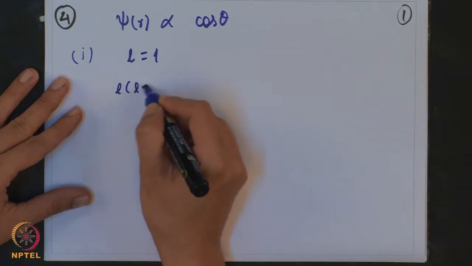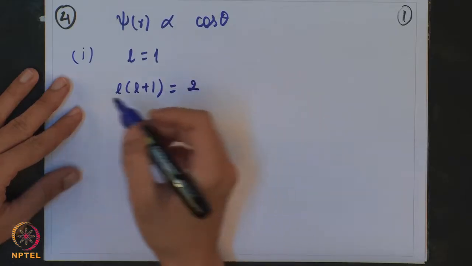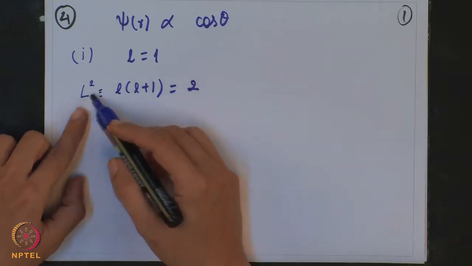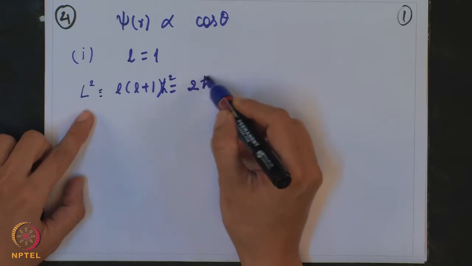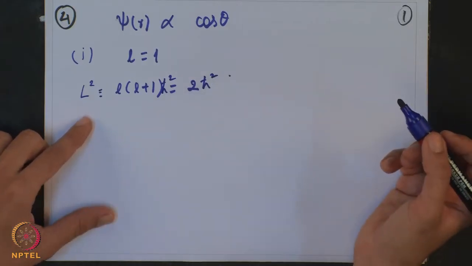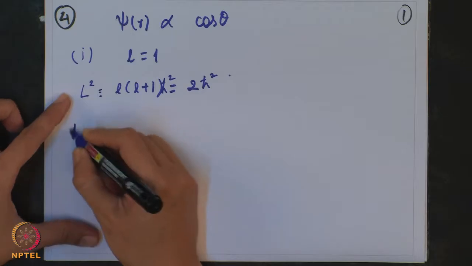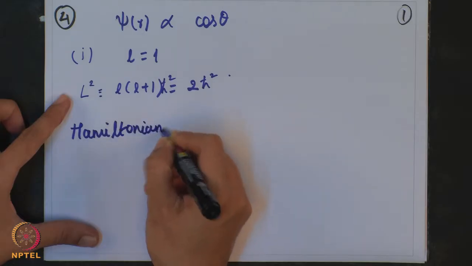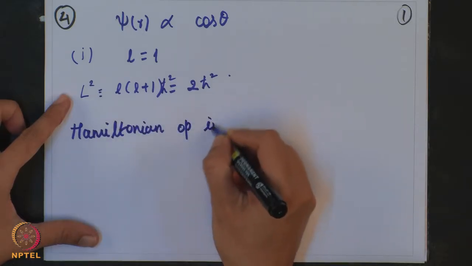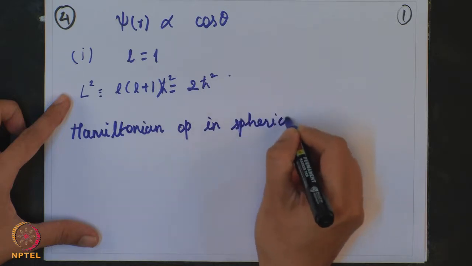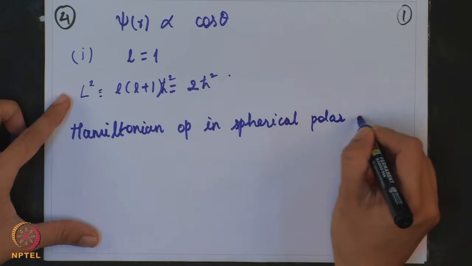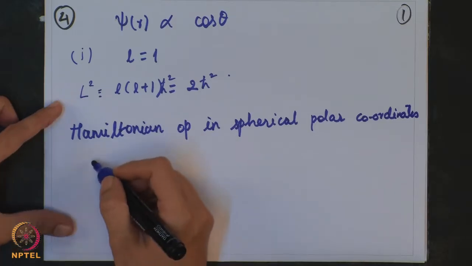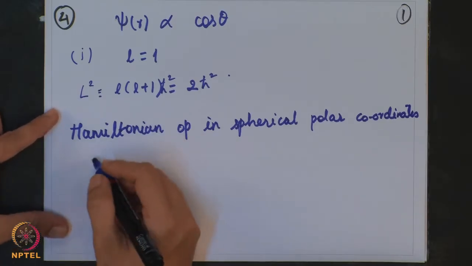So L into L plus 1 will be 2. So this is the eigenvalue corresponding to L square, approximately. And the Hamiltonian, you can start by writing the Hamiltonian operator in spherical polar coordinates. So how will I write the Hamiltonian operator in spherical polar coordinates?